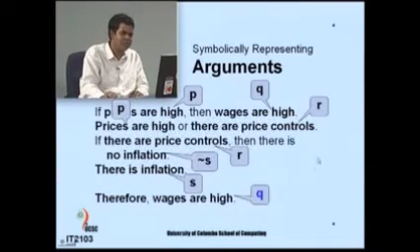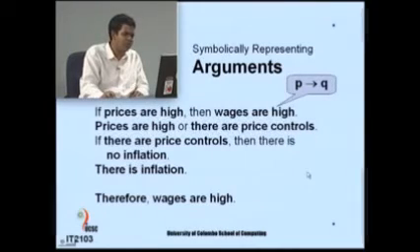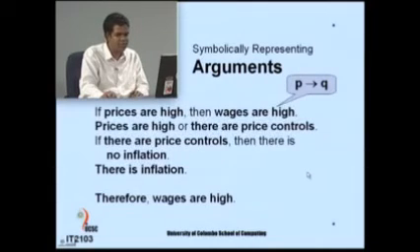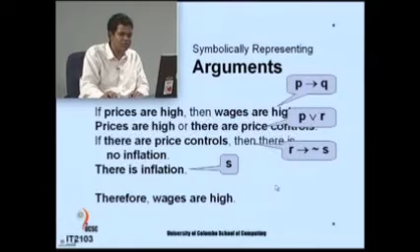If we look at this even more closely, we see that the propositional variables are connected to form compound propositions. For example, we said prices are high is denoted by P and wages are high is denoted by Q. This is if P then Q. So, we can denote this by P implies Q. Similarly, we can denote all these sentences using propositional variables. The next sentence is P or R. The next sentence is R implies not S. The last sentence is S. And finally, the conclusion itself can be denoted by Q.